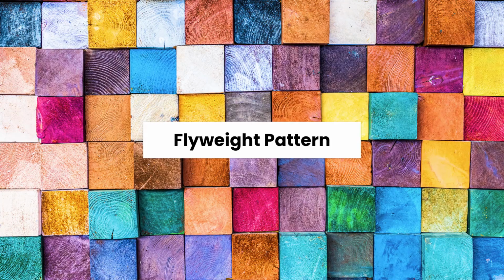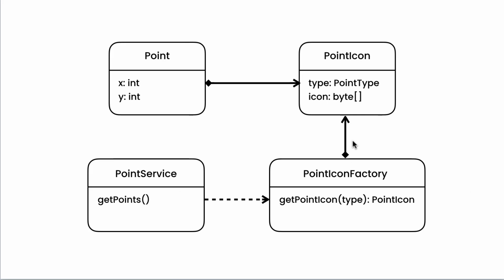A flyweight is an object that we can share. So in this structure, this point icon acts as a flyweight. It's an object that we can share in different contexts. So next, I'm going to show you how to apply this pattern to reduce the amount of memory that our mapping application takes.